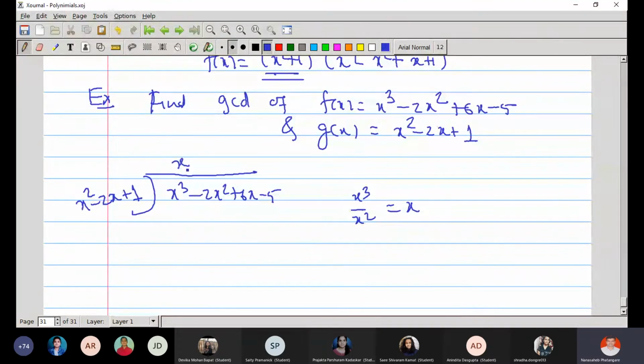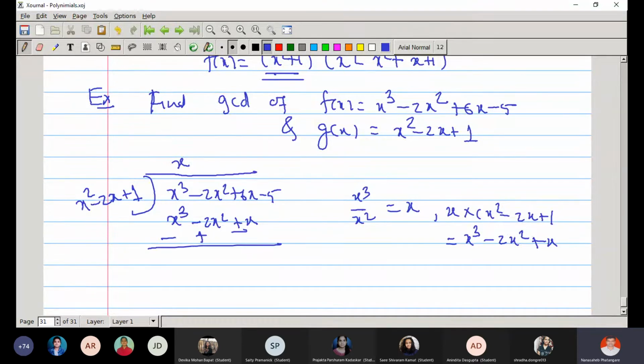So it is x cube minus 2x square plus x. So change the sign because you want to subtract. Plus becomes minus and minus. So x cube minus x cube 0, minus 2x square plus 2x square is 0, and 6x minus x is 5x minus 5.